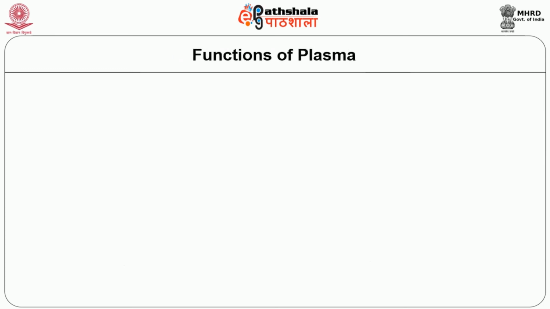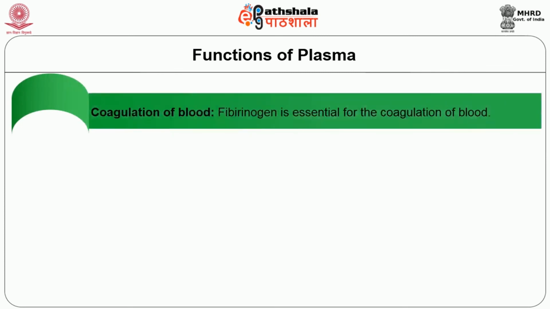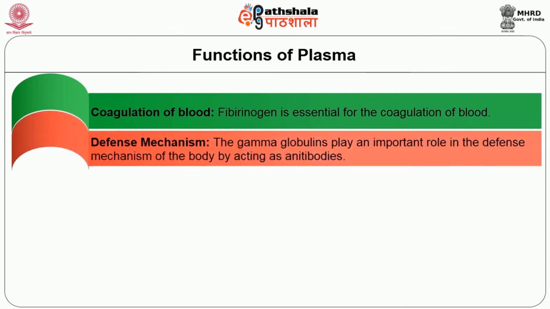What are the functions of plasma? The first function is coagulation of blood. The fibrinogen is responsible for the coagulation of blood. Next, defense mechanism. The gamma globulins play an important role in the defense mechanism of the body by acting as antibodies. These proteins are also called immunoglobulins.